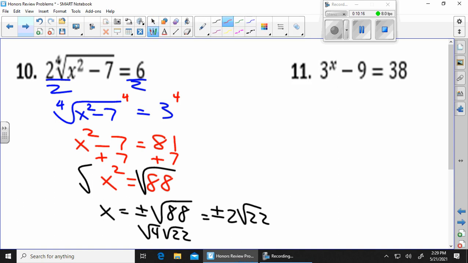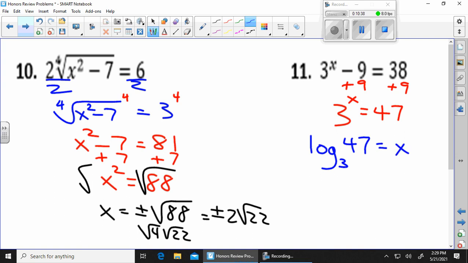Number 11. Again, just think. Isolate the thing you don't know what to do with. Add 9. So I got that. Now this is the one you may forget. This is exponential. How do you solve exponential? You bring in log. Log base 3, 47 equals x. Put that in your calculator using your log base key, which my calculator isn't out, so hopefully you know where that is. And that is 3.5. But calculator.